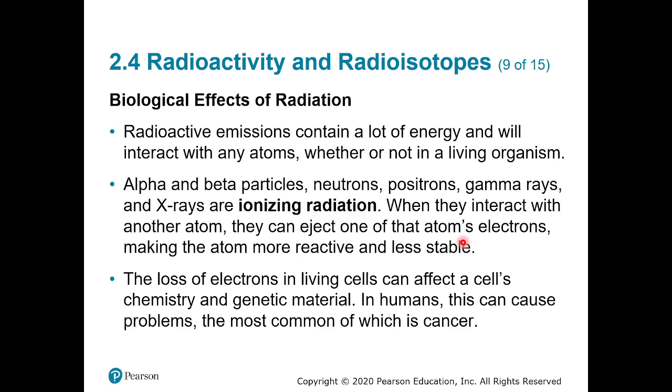So the loss of electrons in living cells can, of course, affect the cell chemistry. It can affect the genetic material. This can cause mutations in your cells. If it caused the correct mutation, it can actually make the cell start going immortal. Do you know what we call a cell that refuses to die and is now immortal? That's cancer. Okay? That's how you make an immortal cell line, is you selectively give it cancer.